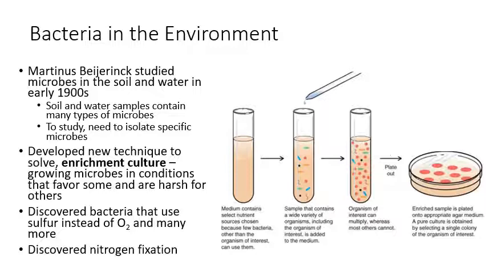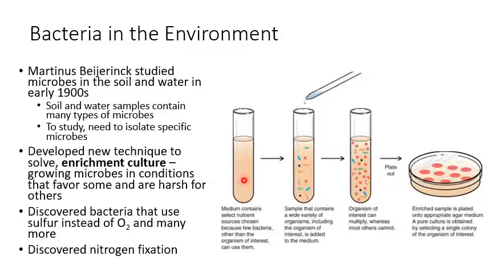In enrichment culture, you're growing the bacteria in conditions that favor some species and are harsh for other species. So that might mean that you have a temperature that's just right for one, but it's too hot for another. Or it might mean that your media is missing something that some species need and some species don't need. So the species that don't need it are the ones that will grow. So basically it's about seeing how you can tweak those growing conditions so that some species are favored and other species aren't able to establish themselves in that culture.